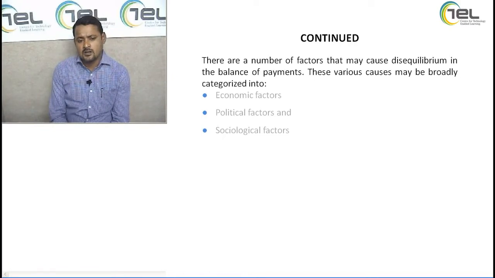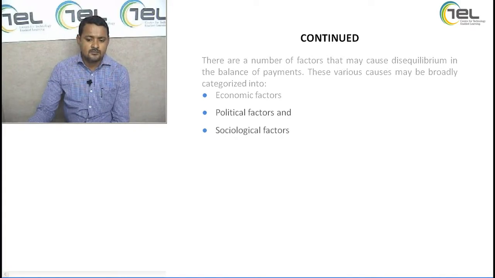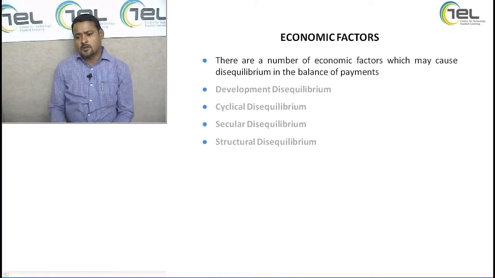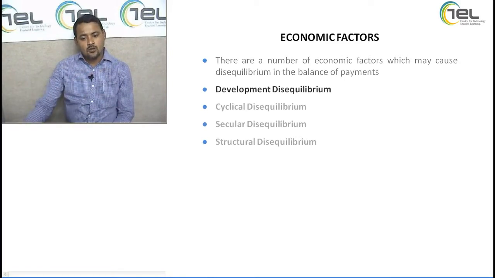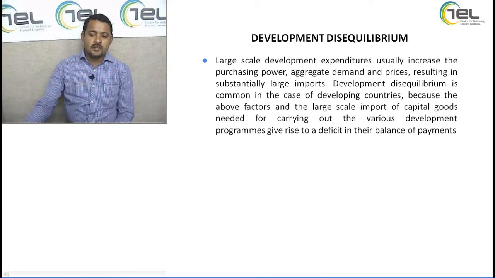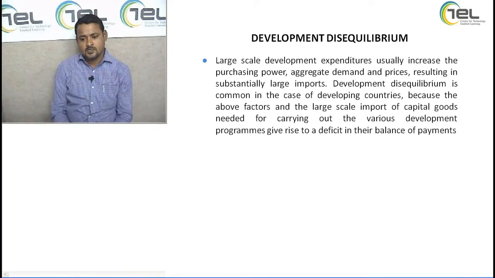There are a number of factors that may cause actual BOP disequilibrium. These various causes may be broadly defined as economic factors, political factors and sociological factors. First of all, we are going to discuss the economic factors. There are a number of economic factors which can cause disequilibrium in balance of payment: development disequilibrium, cyclical disequilibrium, secular disequilibrium and structural disequilibrium. Development disequilibrium we are taking up first.